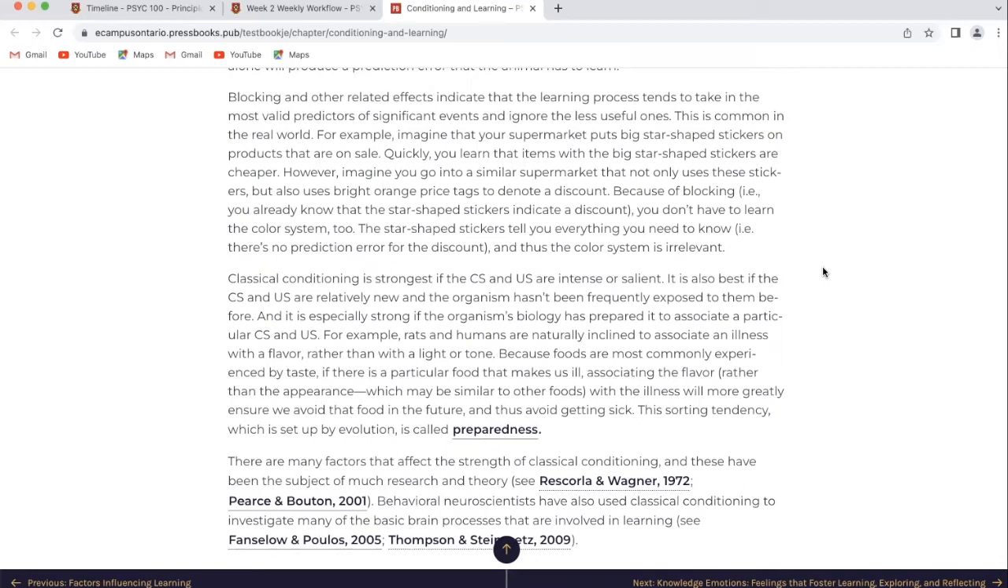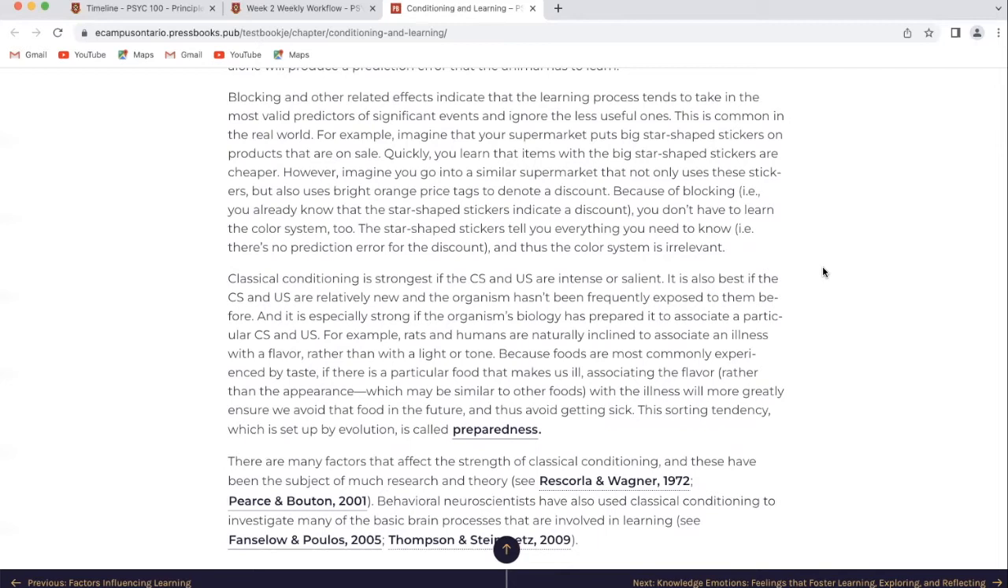This is common in the real world. For example, imagine that your supermarket puts big star-shaped stickers on products that are on sale. Quickly, you learn that items with big star-shaped stickers are cheaper. However, imagine you go into a similar supermarket that not only uses these stickers, but also uses bright orange price tags to denote a discount. Because of blocking, i.e., you already know that the star-shaped stickers indicate a discount, you don't have to learn the color system too. The star-shaped stickers tell you everything you need to know, i.e., there's no prediction error for the discount, and thus the color system is irrelevant.